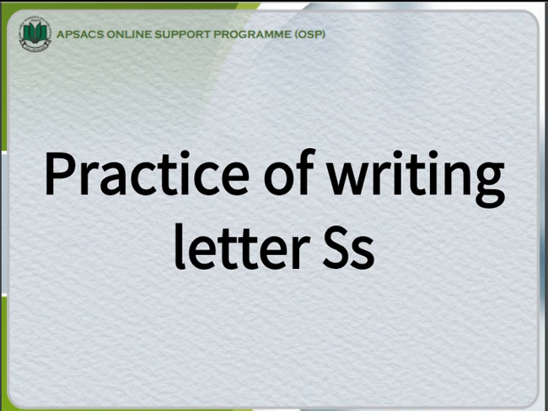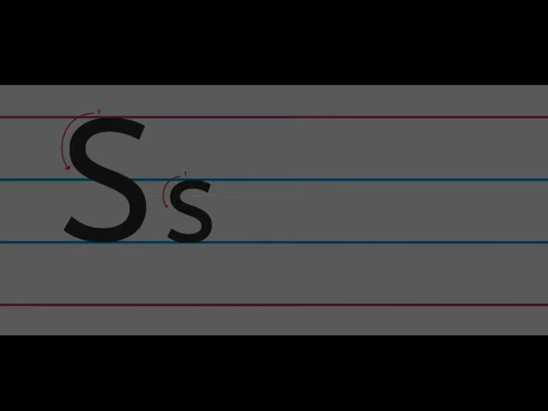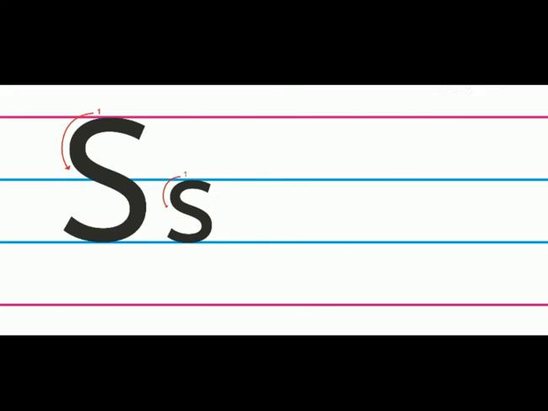Now we are going to do the practice of writing letter S. Okay, for writing capital S, we will start from the top, from the first line, the red one. We will start from the top and make a curve to the left and then we will go down and make a curve to the right, backward curve.